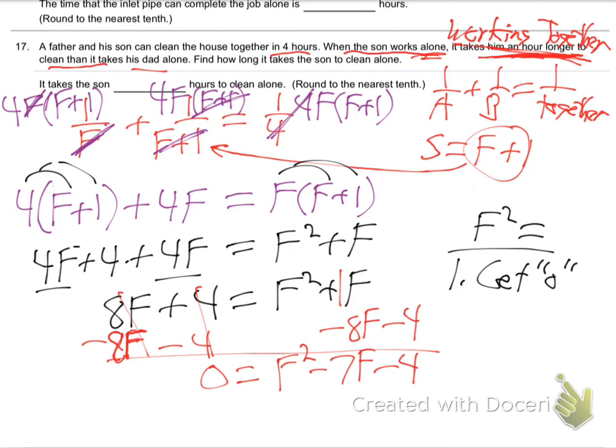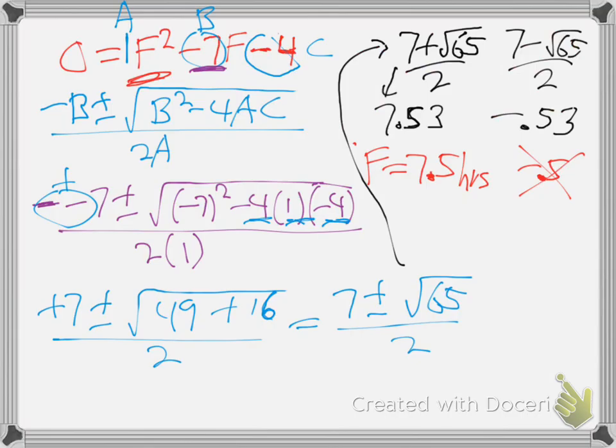You go back to the question. They're asking, how long does it take the son? And what's the son? Right here, father plus 1. So it takes him an hour longer to clean than it takes his dad alone. So father plus 1. So the son is 1 higher. Son is 8.5. And there's the answer to the question.